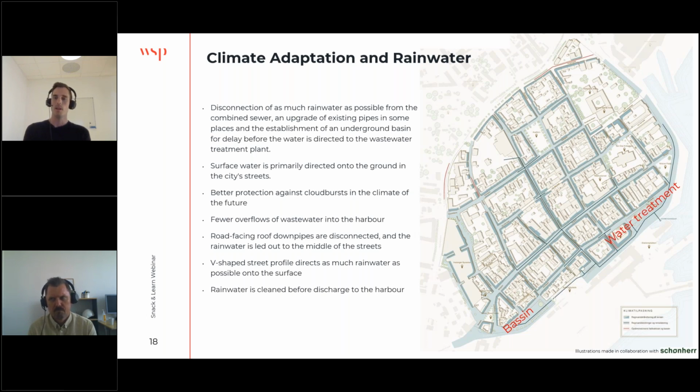And besides that, we're also introducing a basin for the remaining water on the combined sewage system, so we have less overflows of wastewater into the ocean. And with the new water system we're making, before we discharge the clean rainwater, we're also treating it because it's not completely clean. So we're making an underground water treatment system for the rainwater.